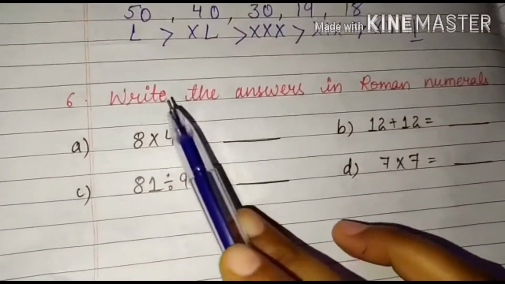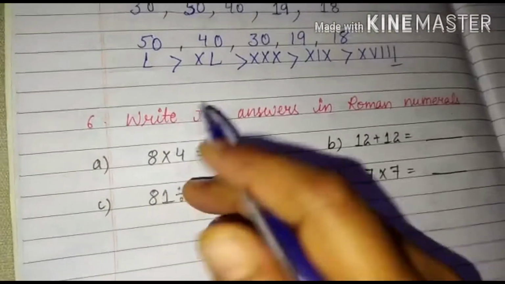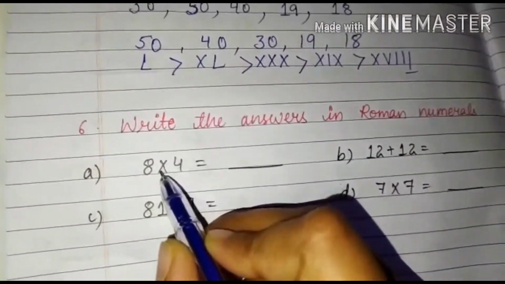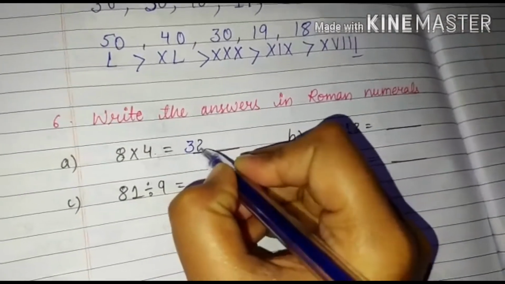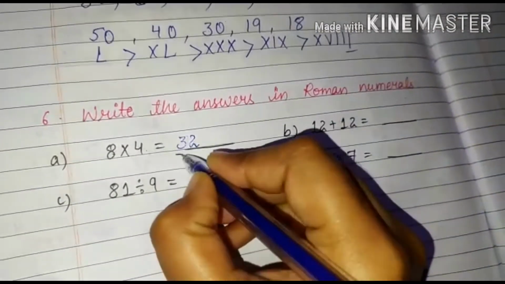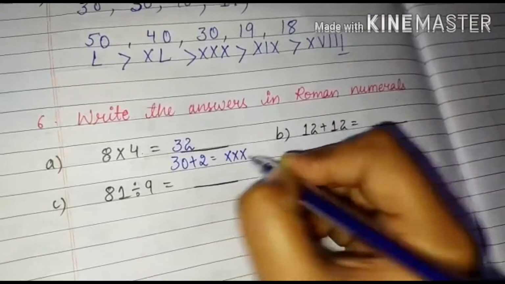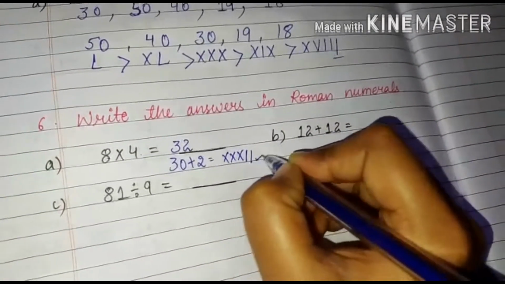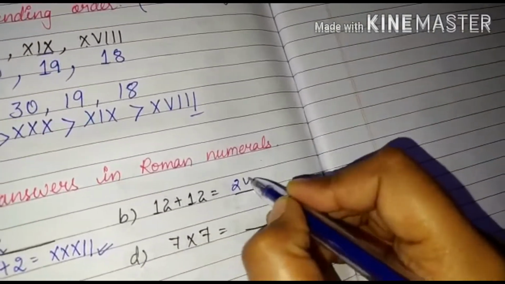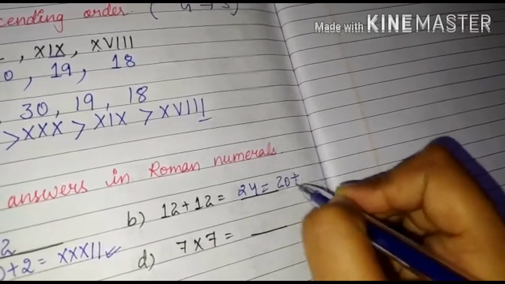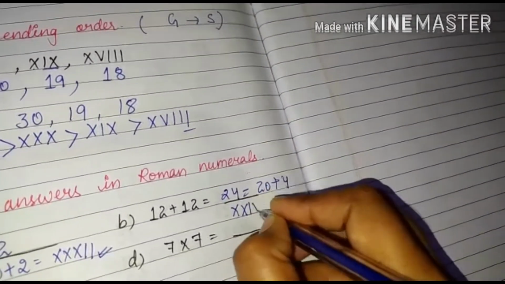Now the last question: write the answers in Roman numerals. First let us solve the question. 8 multiplied by 4. What is 8 fours? That is 32. 32 in Roman numerals we can write as 30 plus 2. What is 30? X, X, X, and 2 is II. So this is our answer. B part, 12 plus 12. 12 plus 12 is 24, that is 20 plus 4. So 20 is XX and 4 is IV.